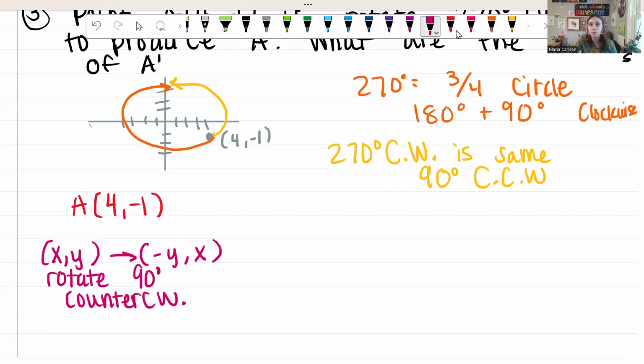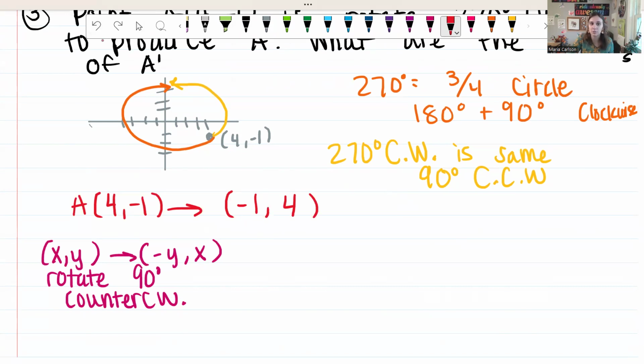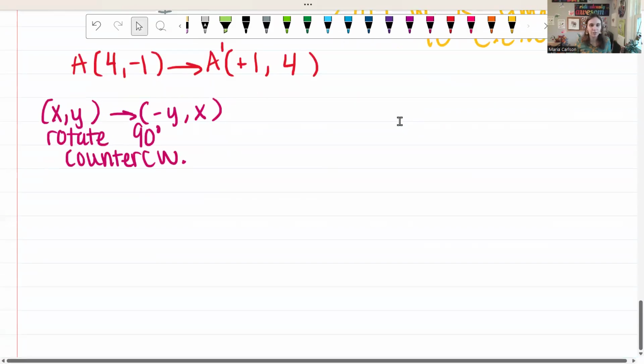So 4, negative 1 is now going to become, we're going to flip our x and our y, and the first value, the y, is going to change signs. So it's really 1 comma 4. And this is our new point A prime. And think about it, if I plot that point 1 comma 4, that would be right about where my arrows are, wouldn't it? So rotations are kind of tricky, but they are, I think, a lot of fun. We're going to do one more.